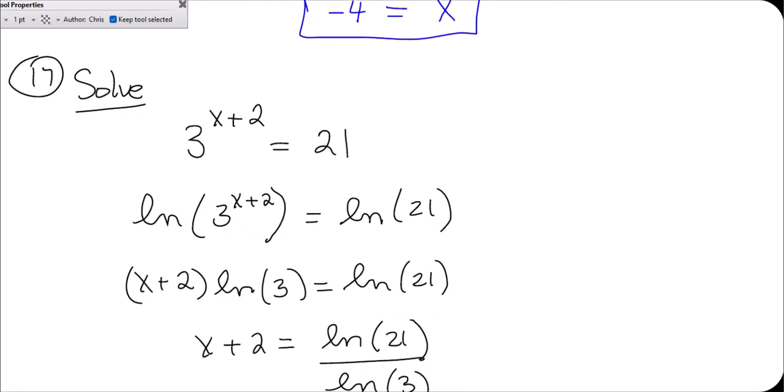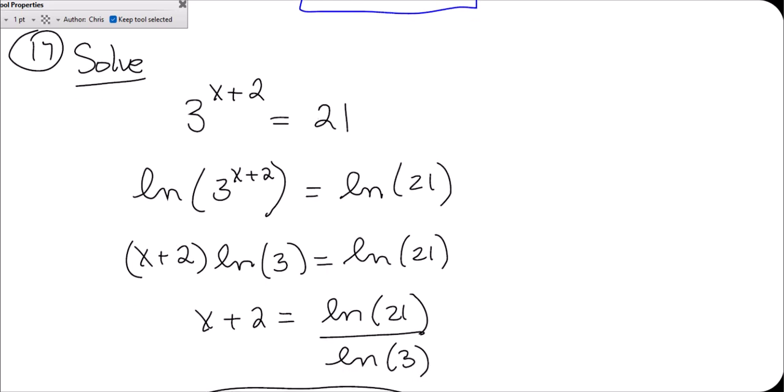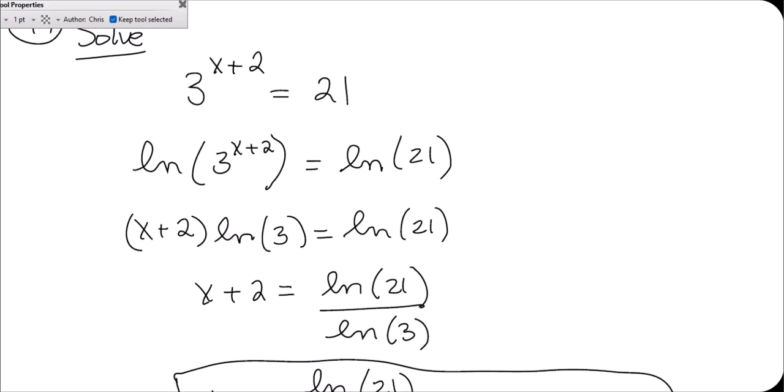17, we are solving an exponential equation. First thing I'm looking for is, can I get the same base? Because that's always fast if it works. But 3 to the 1 is 3. 3 squared is 9. 3 cubed is 27, and that's too big. So I can't get the same base, so I'm going to use logarithms.